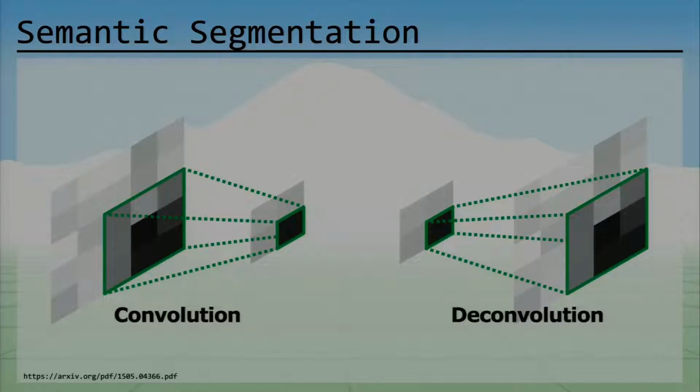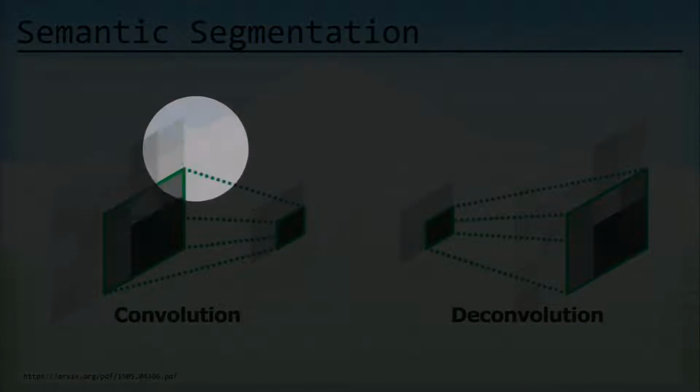And we talked about the difference between convolution and deconvolution operators, where deconvolution is just doing convolution backwards. So remember, for convolution, you have some input.